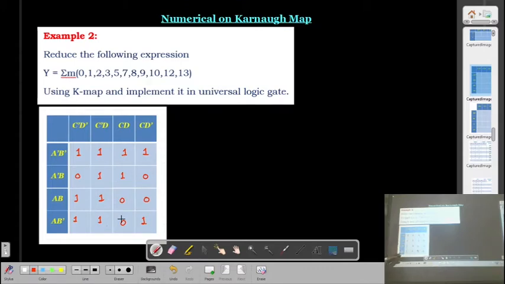Is there any octet? Here the group of 8 high levels is not present. So, is there any quad? Then you will find a number of quads are there. One quad is here, another quad is this, the third quad is this. So a number of quads are there. But which quad do we have to consider? And one more quad is also there.